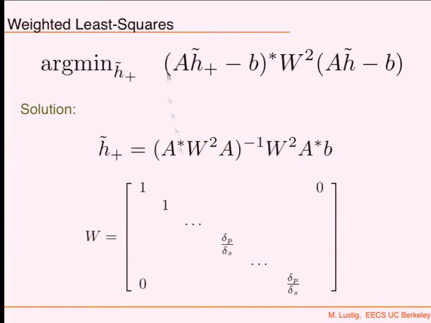And the way to construct it is the following way. You want to minimize the positive part of your filter. I'm just interested in the positive part. And this is the same equation. This is A H tilde plus minus B. And then this part is conjugate omega W squared, which is a diagonal matrix that performs these weights, multiplied by A H minus B. This is a weighted least square problem. If W was just the identity function, you got yourself back to least square. And then the solution is this one. That's all it takes. And then W is a diagonal matrix with ones at the passband and then delta P over delta S in the stopband. That's the ratio.